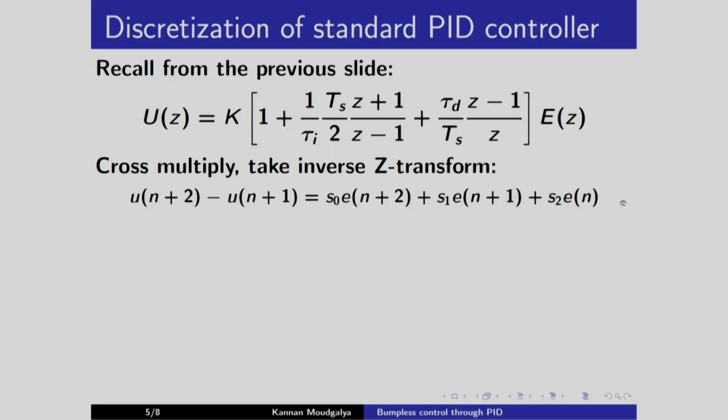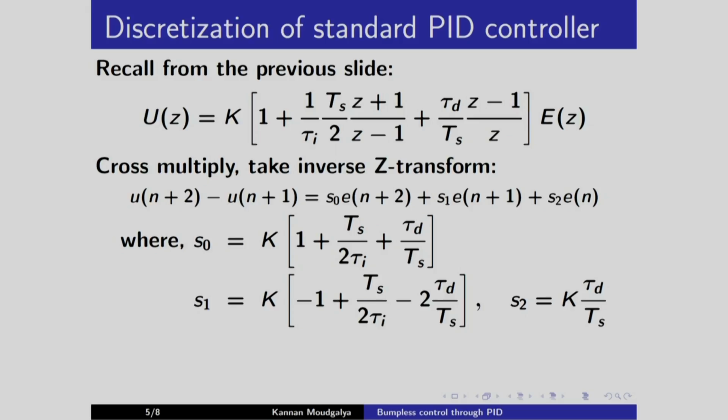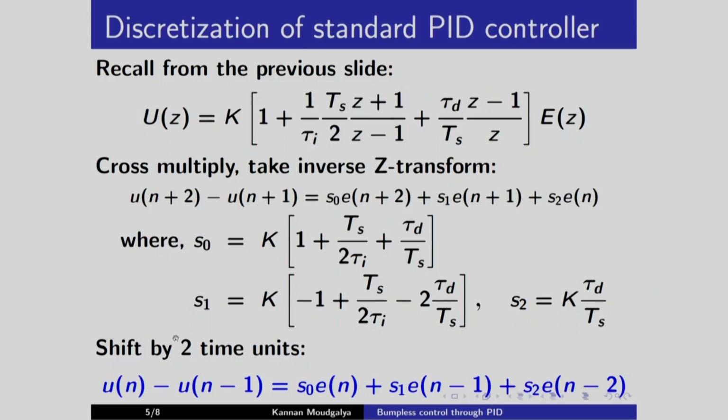I would want you to work it out, make sure you get this expression, and if you do it properly, you will find S0 to be of this form. Similarly, you will arrive at expressions for S1 and S2. You can simplify this further, shift by 2 time units, you get u n minus u n minus 1. Wherever n appears, you substitute n minus 2, so you will get this expression.